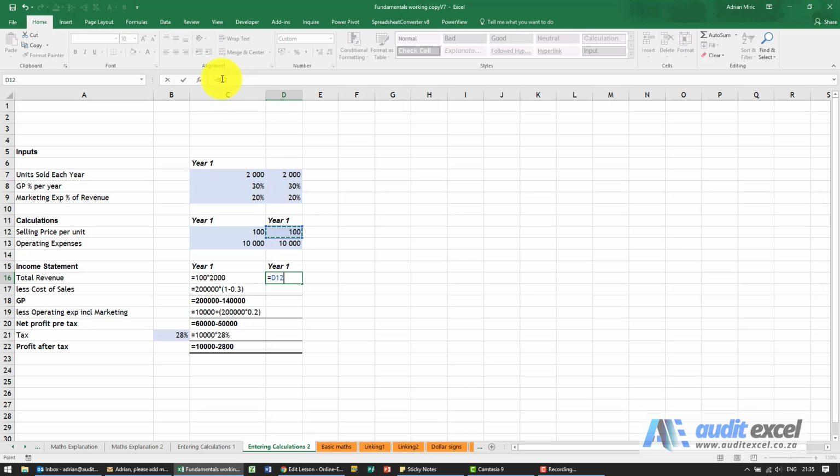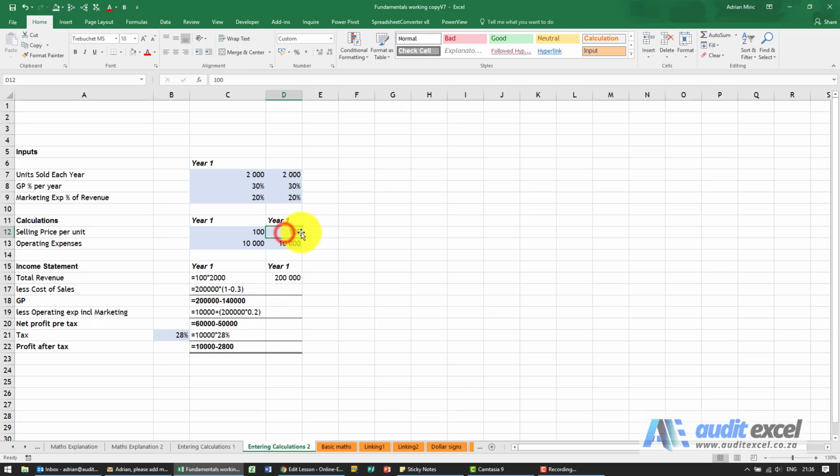Notice it doesn't pull through the 100, it pulls through which cell you're looking at, cell D12. I put my multiplication sign, I click on the 2000 again. So now what this is telling Excel is when you want to do this calculation, take whatever you find in D12 and multiply it by whatever you find in D7, and I can click enter.